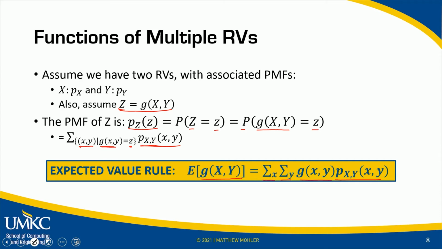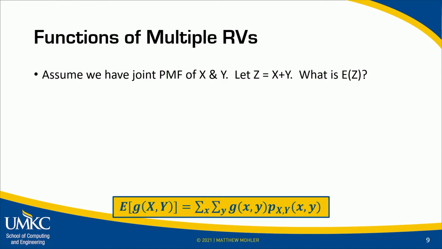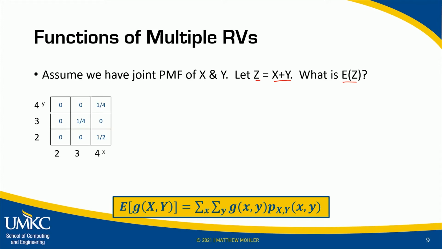This is going to be an equation that you will probably want to have in your toolbox as we progress through the course. So let's assume that we have a joint PMF of two random variables x and y. And let's let a random variable z be equal to the sum of those random variables x and y. So a question we might ask is, what is the expected value of z? Well, as you might recall, I said we have a joint PMF of x and y, so let's create that real quick. And let's assume that this is our joint PMF of the random variables x and y.